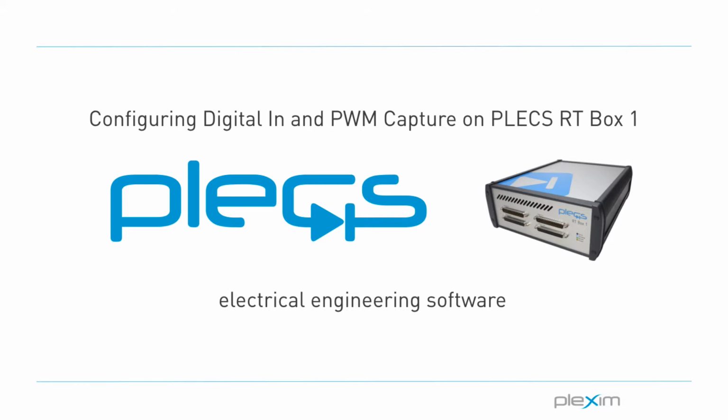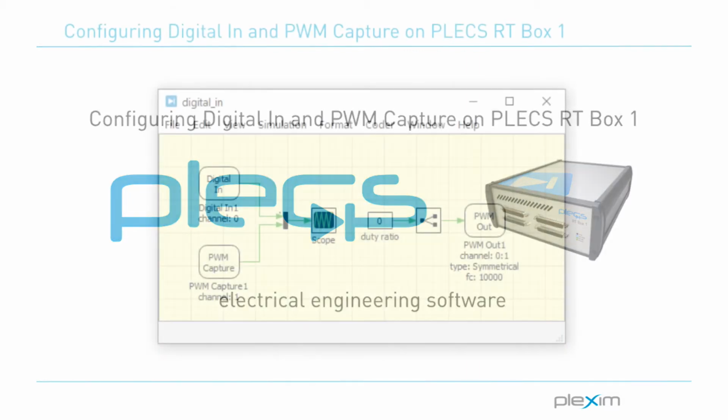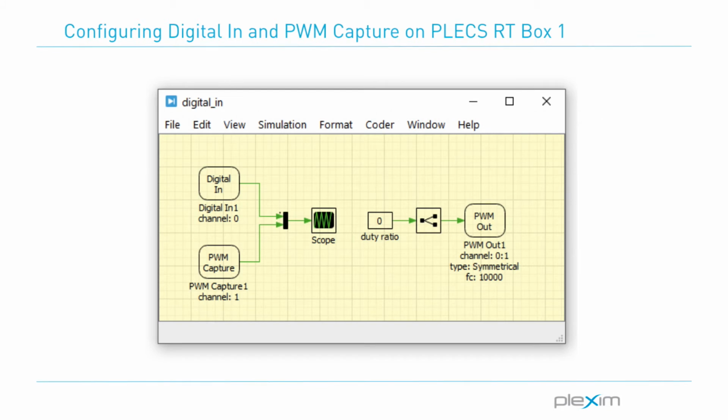I'd like to welcome you to this tutorial video on configuring the digital and PWM inputs on the PLECS RT Box. In this video, we will create a simple model using the digital in, PWM capture, and PWM out components from the PLECS RT Box target support library and observe the waveforms on the PLECS scope to show how these two signals differ.